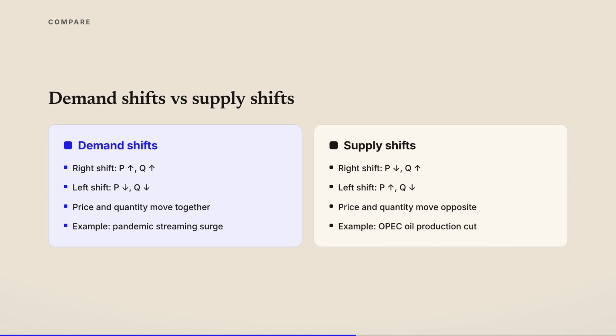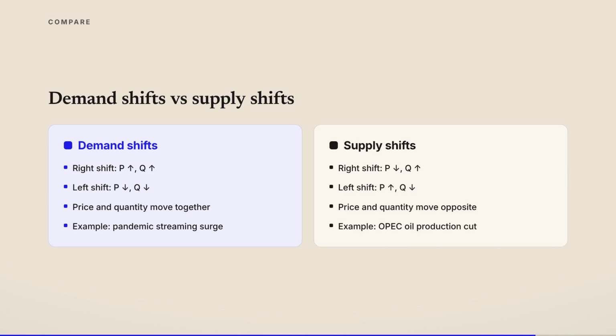Think about what happened to the price of flat-screen TVs over the past 15 years. Manufacturing improvements shifted supply steadily to the right, and prices plummeted while sales soared. When supply shifts to the left, price rises but quantity falls. The OPEC oil embargo of 1973 is the classic example. Oil supply shifted left, prices quadrupled, and gas stations ran out of fuel.